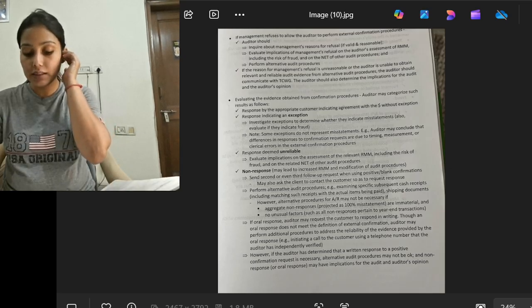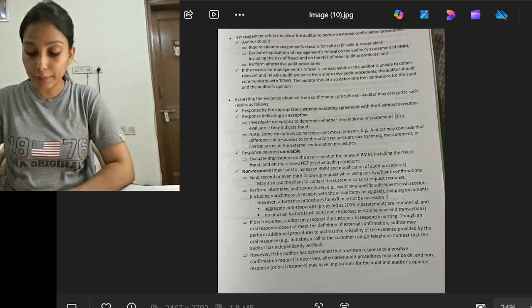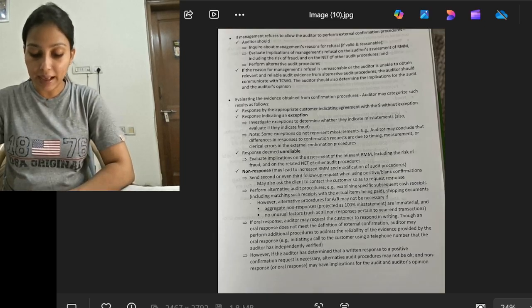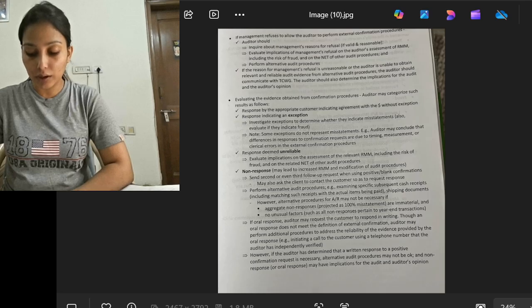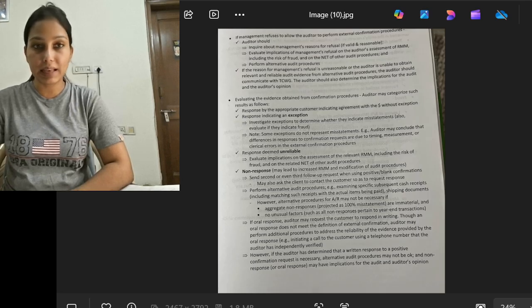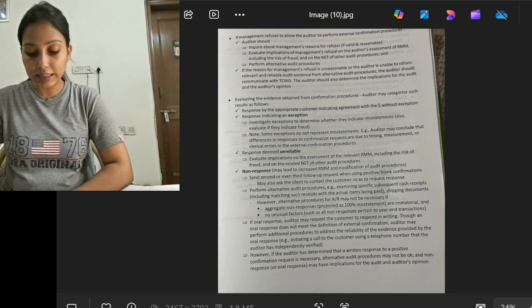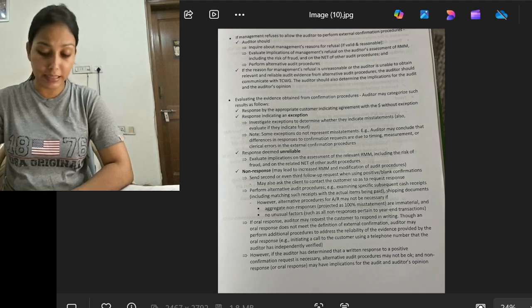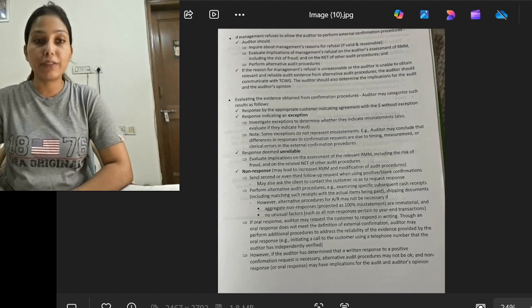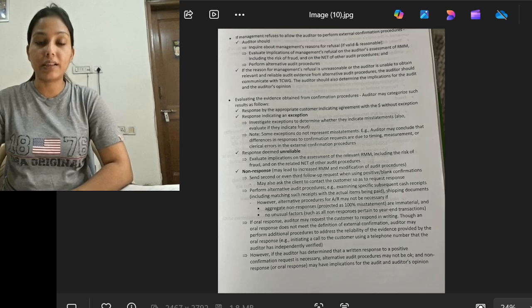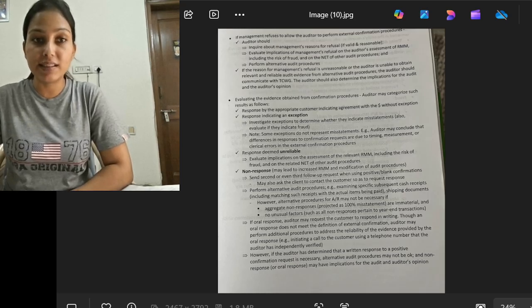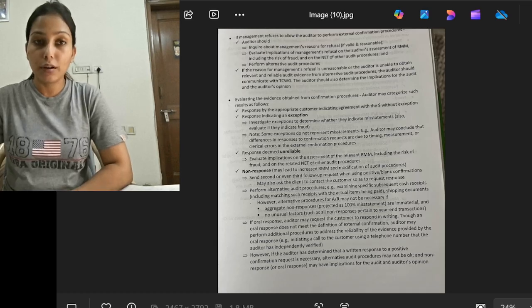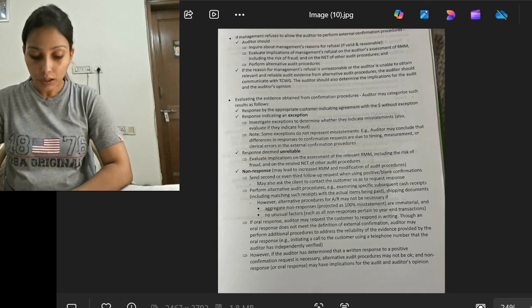Evaluating the audit evidence obtained from the confirmation. So the auditor may categorize the responses as follows. Response by the appropriate customer indicating agreement with the dollar amount without exception. This is the best case. Responses indicating exception: investigate exceptions to determine whether they indicate a misstatement. So if there are any exceptions, any differences, then it may give rise to a misstatement and the auditor should give more priority to this.